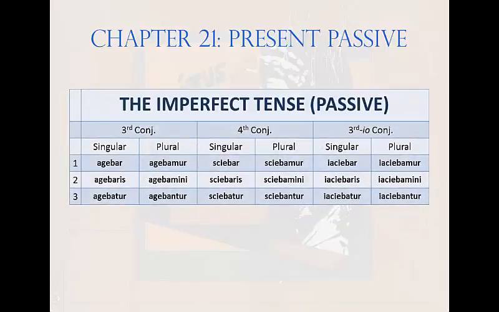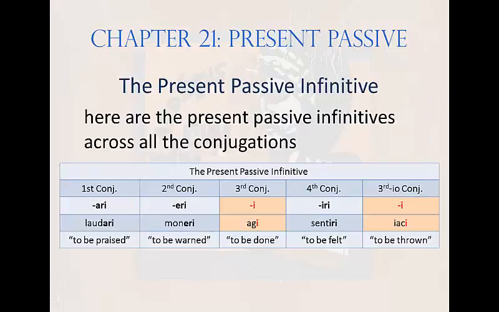And here's another reminder. A chart of third, third IO, and fourth conjugation verbs in their imperfect passive forms. And here's one last thing to remember about the passive system in these conjugations. The infinitive in third and third IO conjugations is signaled by an ending of just one letter, I, producing forms like agi, to be driven, or iaci, to be thrown.